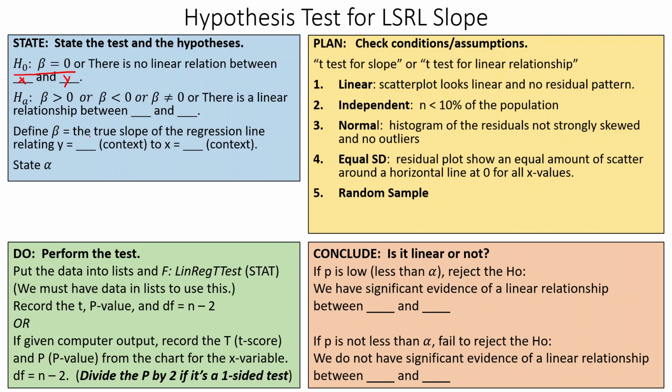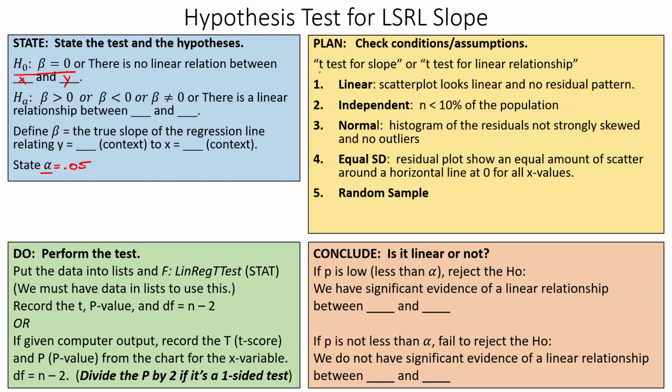All right, we should state what B is, so the true slope of the least squares regression line relating y and x in context, and we should state an alpha value. If they don't give us one, 0.05 usually works. And this alpha is not the same thing as the least squares regression line y-intercept alpha, different alphas. All right, I may have just confused people there.